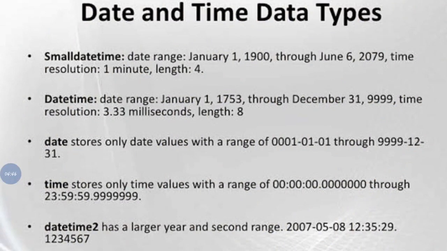So this smalldatetime, the data range is the range of this data type, and we can store a length of 4. The data length will be 4.